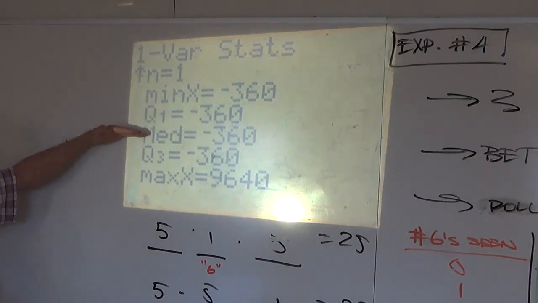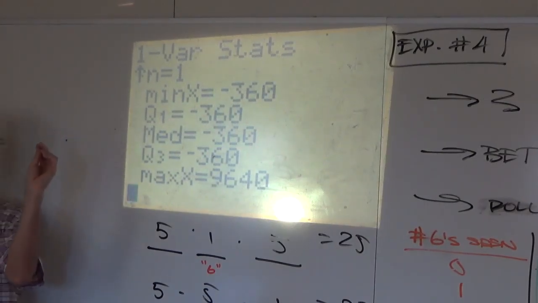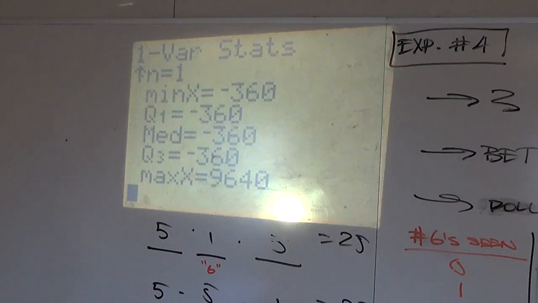25th percentile, 50th percentile, 75th percentile. They're all negative 360. That's why your box plot crunched down to one line, because the data set doesn't have that many outcomes, and one outcome overshadows the rest. Thankfully, that outcome is not dying, right? Thankfully, the outcome is not dying nor becoming disabled.